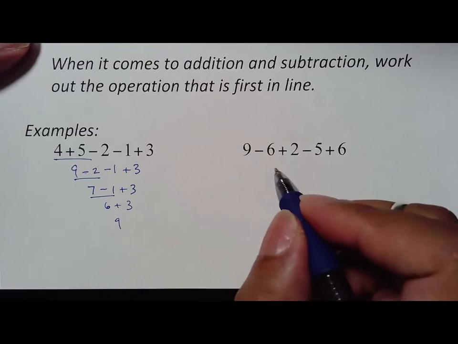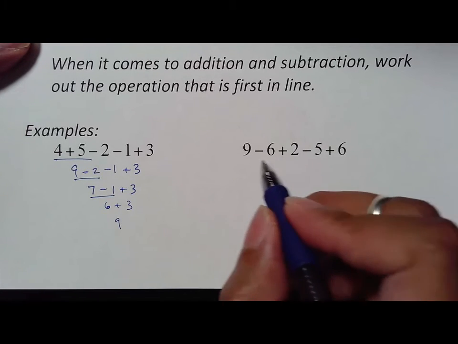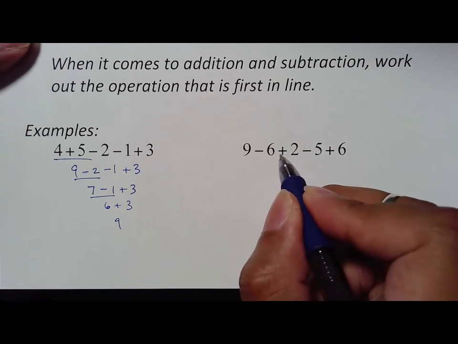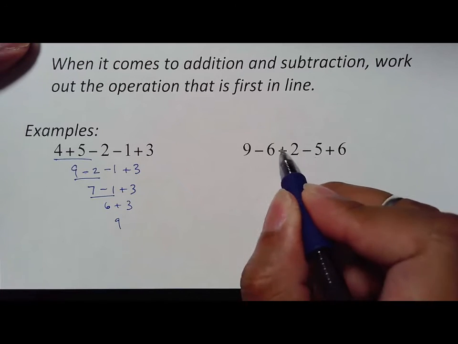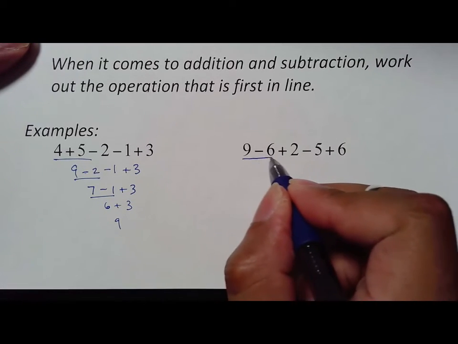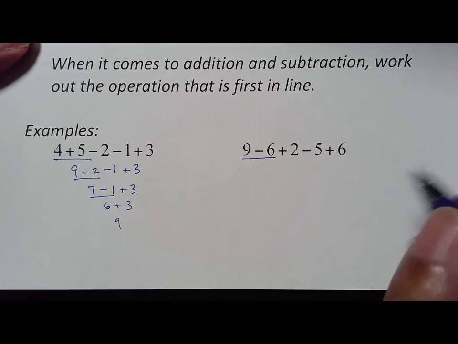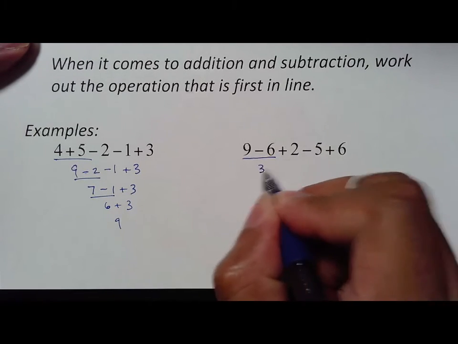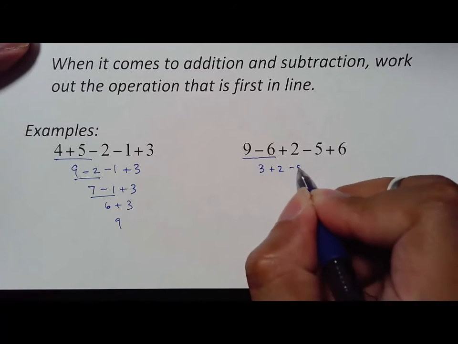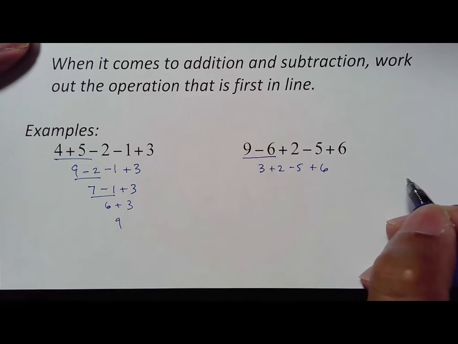On the second one, again, copy this one also, just to make sure you have it for your notes. Student, student, student, student, because it's all addition, subtraction. That's all today is going to be about, straight addition, subtraction. So if you just remember to go front to back, you should be okay. 9 minus 6 is 3, then copy plus 2, minus 5, and plus 6.